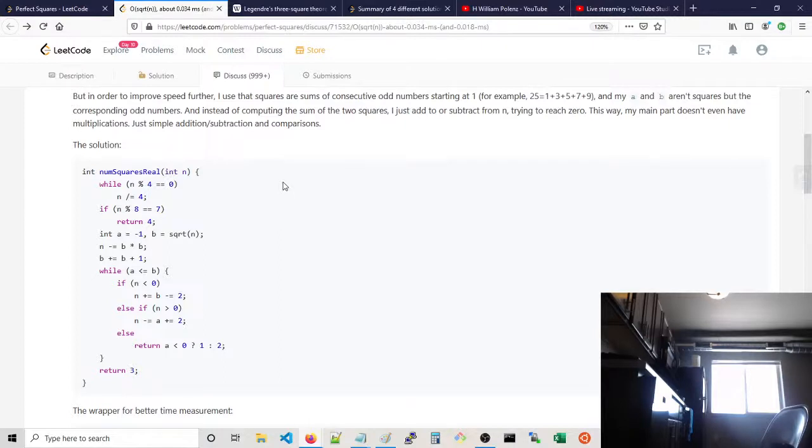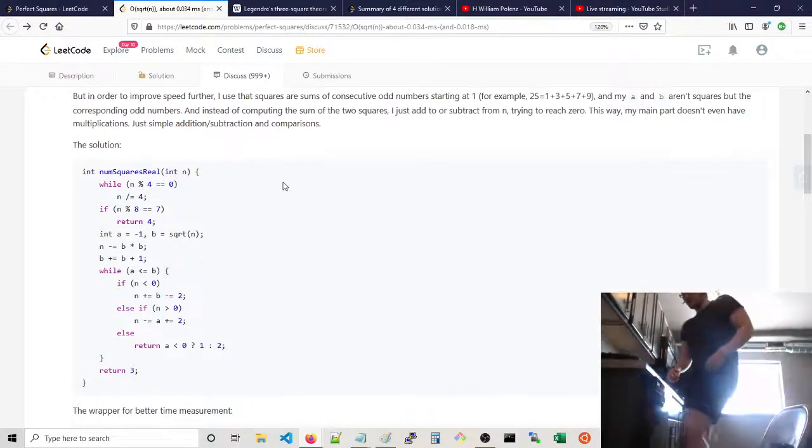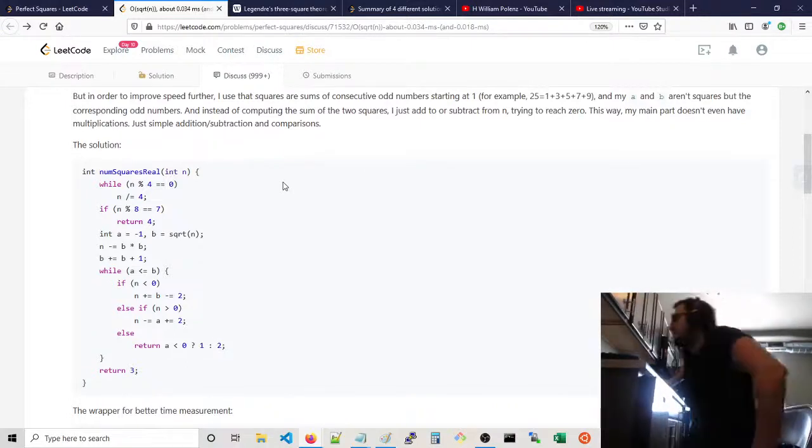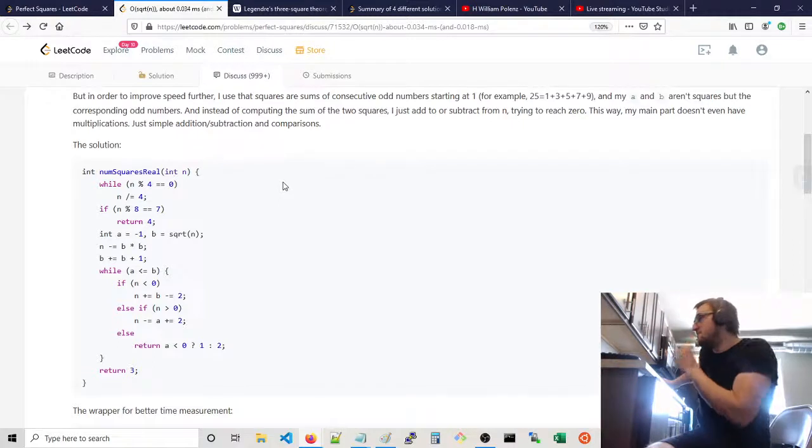And then if the difference is 0, then you return 1 or return 2. If the difference is never 0, if you get all the way through, then you return 3. And that's it, man. That's all you gotta do. It's super simple. I think I get it. I think I understand.